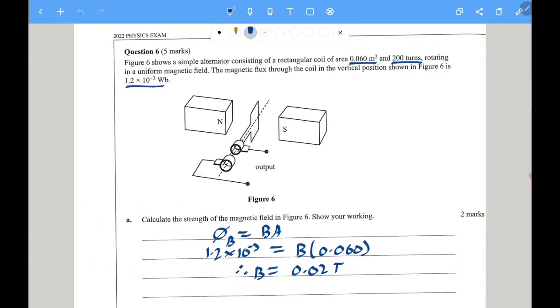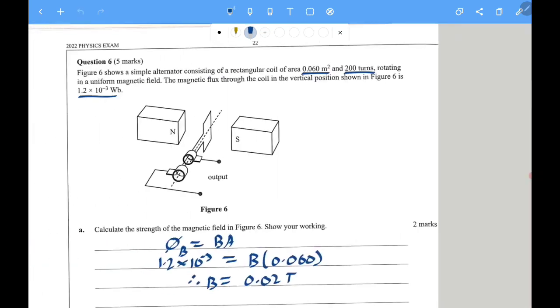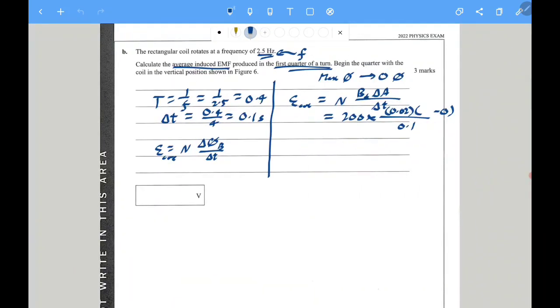All right, the magnetic field strength is 0.02, and the initial value of the area is 0.06. So this is not the area of the coil as a whole. This is the area that's exposed to the magnetic field. So don't think that the coil is shrinking. It's just the area that's exposed to the magnetic field that is changing. That's the only difference.